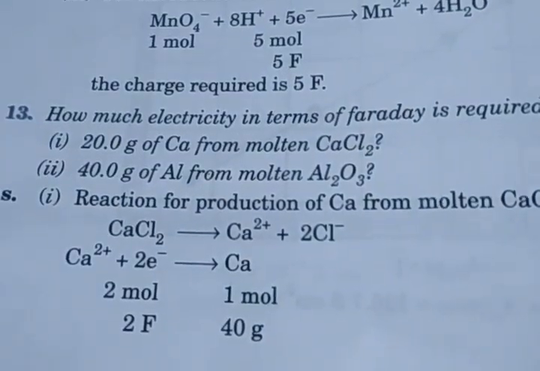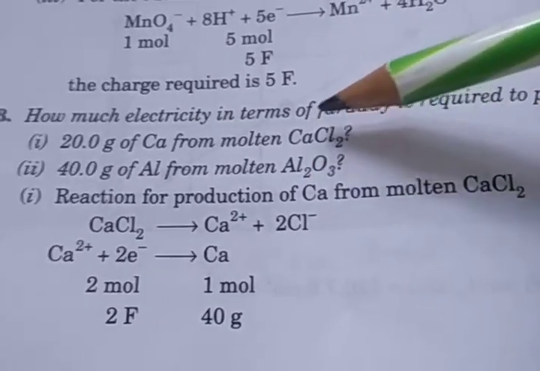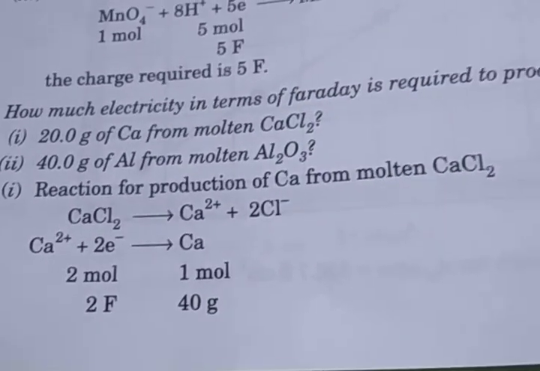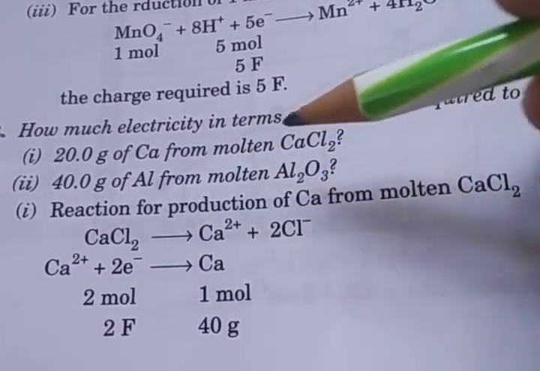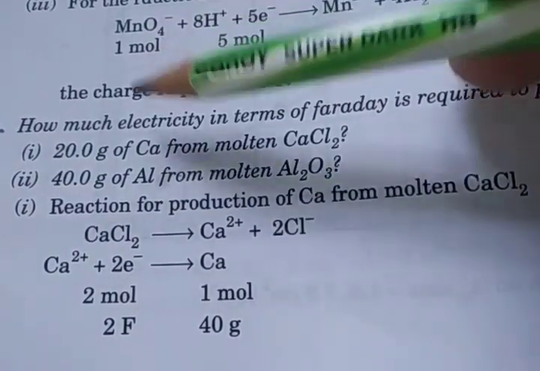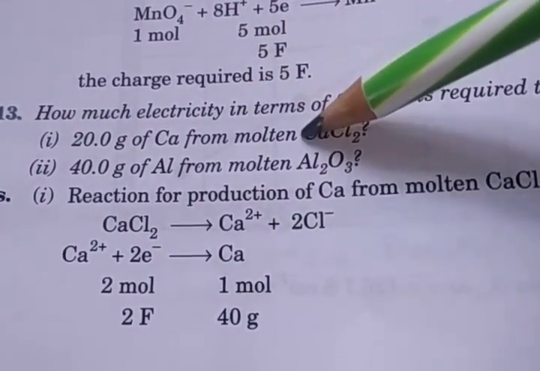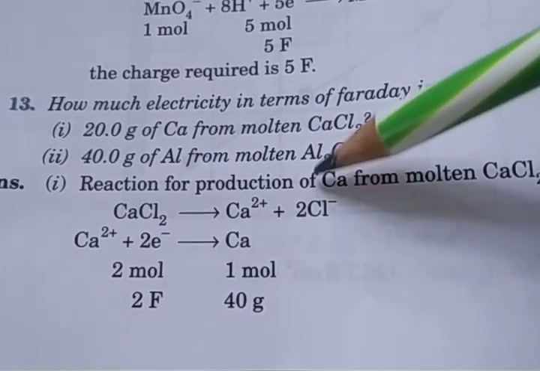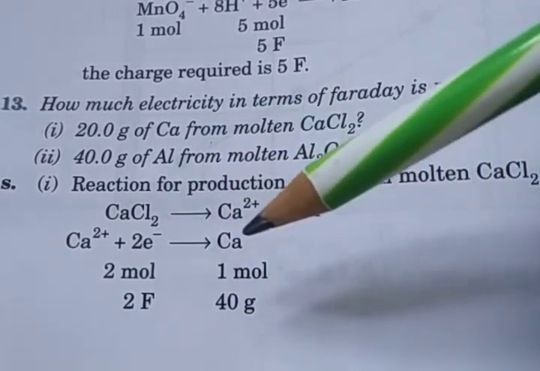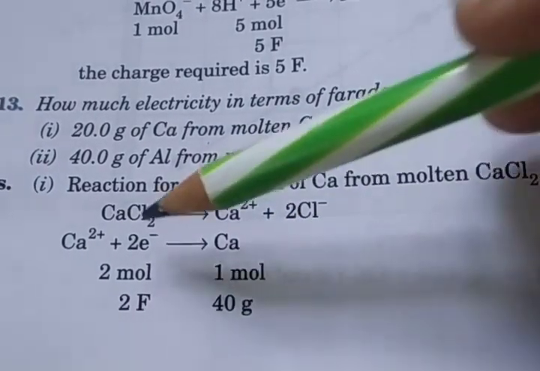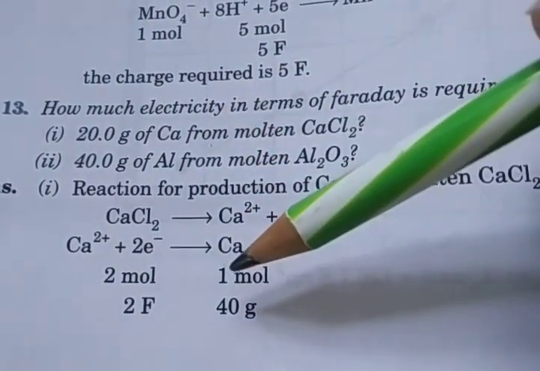Question number 13. How much electricity in terms of Faraday is required to produce? First one is 20 gram of calcium from molten calcium chloride. So calcium chloride converts into calcium 2+ and chloride ions. Here Ca2+ gains 2 electrons and converts into calcium. So 2 electrons required, that means 2 mole, 2 Faraday. And here calcium given is 20 gram.